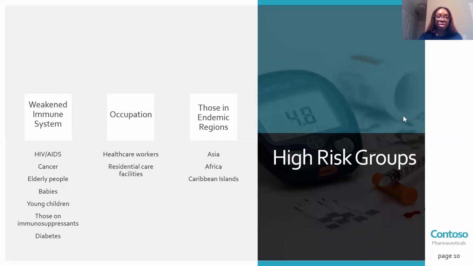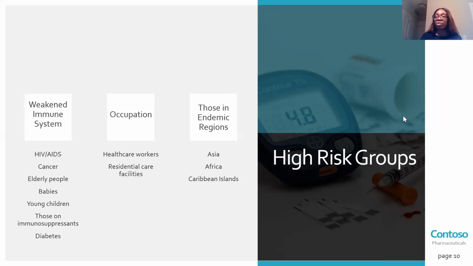Some of the high risk groups are people with a weakened immune system, and it's important because you need your immune cells to be able to fight the bacteria. So that includes people with HIV/AIDS, cancer, elderly, babies, those on immunosuppressants, diabetes. And on the topic of immunosuppressants, that can be people on chronic steroids, like transplant patients, or even those with rheumatoid arthritis or Crohn's disease who have to take those kinds of agents to help with their disease.